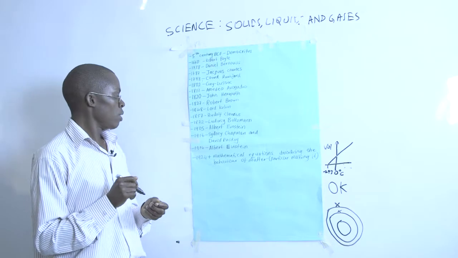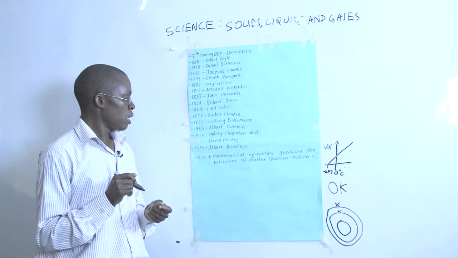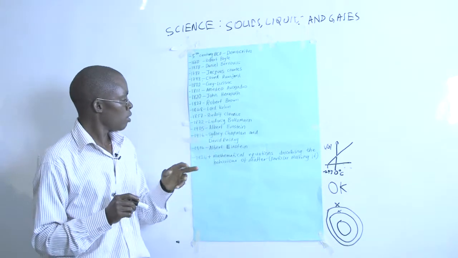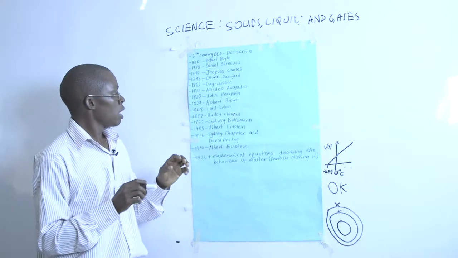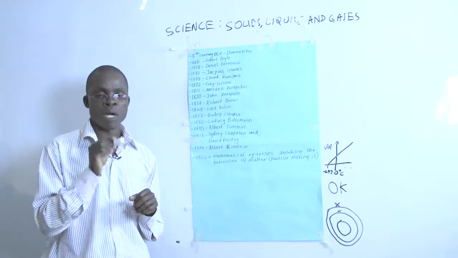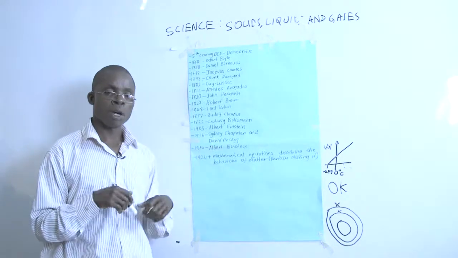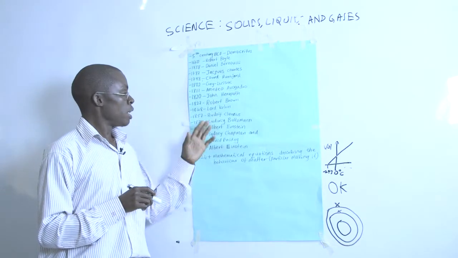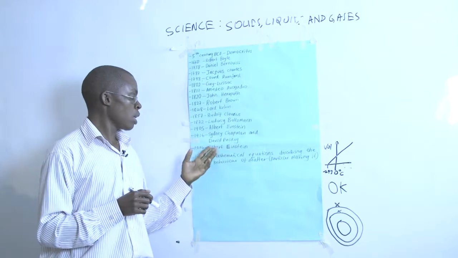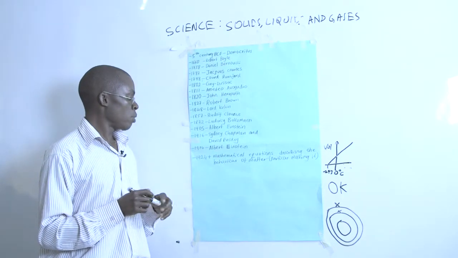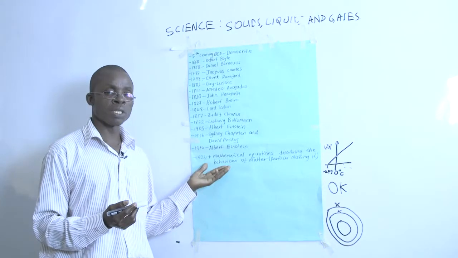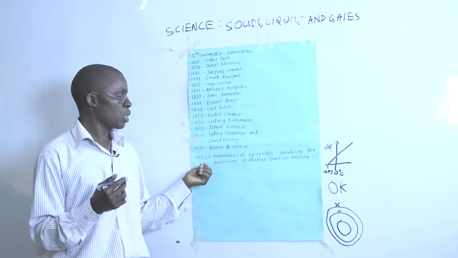Then lastly, we have Sydney Chapman and David Enskog. These two scientists polished what Ludwig Boltzmann and Rudolf Clausius did, giving us now the most current kinetic theory of matter. These are not the only scientists. We also have others, but they are the ones who mainly contributed to coming up with the kinetic theory of matter. And after Albert Einstein and Sydney Chapman, we also have other scientists who have now used mathematical expressions, mostly to explain the kinetic theory of matter.